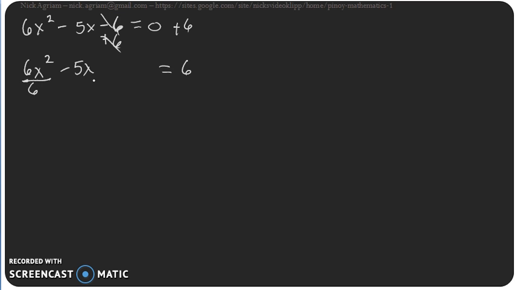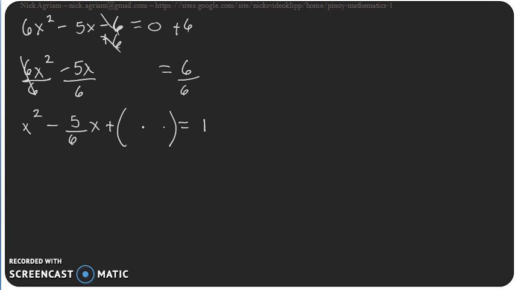So I need to divide all the terms by 6. So I have x squared minus 5/6 x is equal to 1. When I am ready with that, then I have to add the third term.